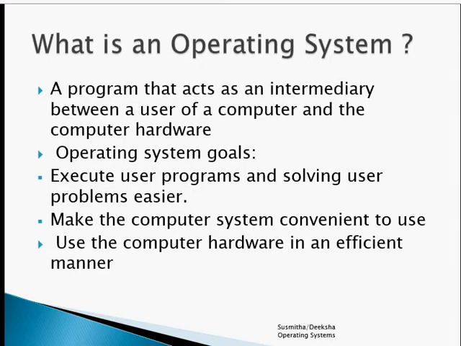Let's see what an operating system is. A program that acts as an intermediary between a user of a computer and the computer hardware is known as an operating system. We can also define it as the software that supports a computer's basic functions such as scheduling tasks, executing applications, and controlling the peripherals.